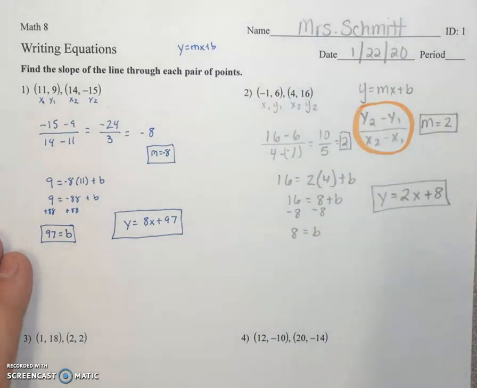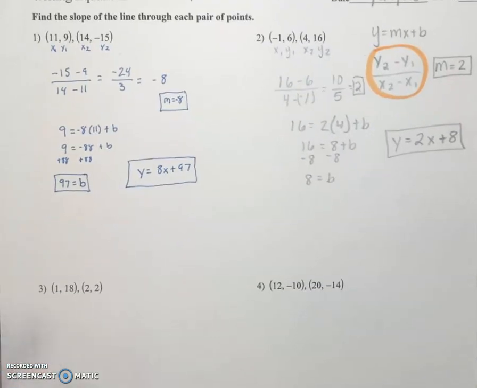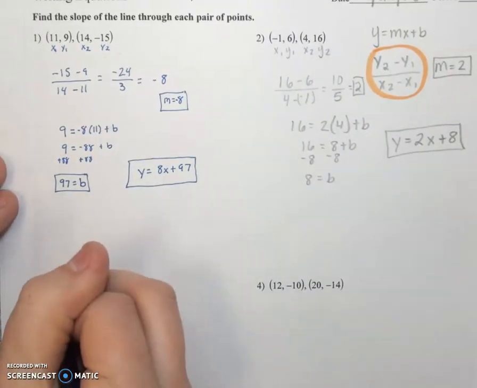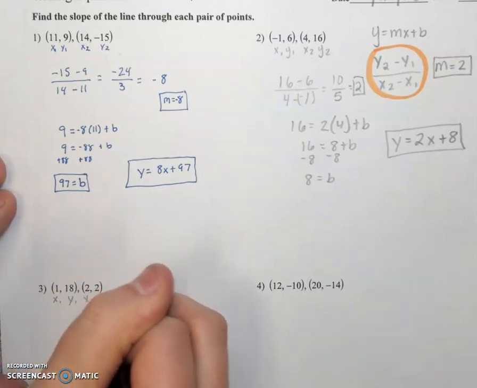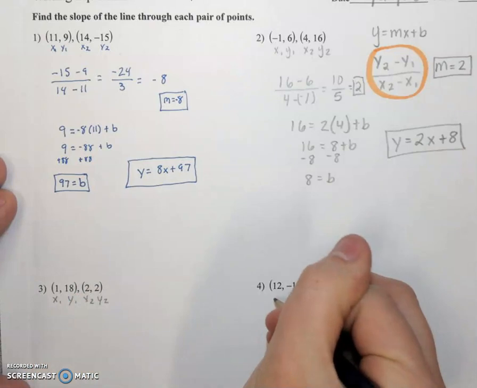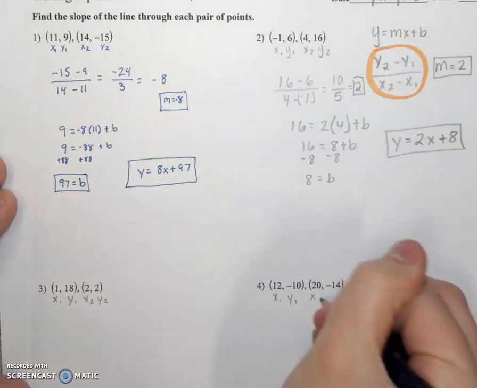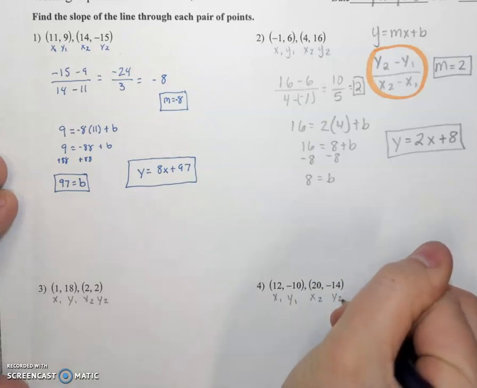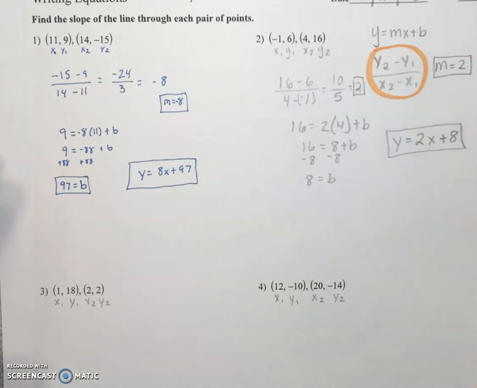So before you do anything, do this with me. Go and look at number 3 and 4, which we have not done, and label your points. Here I have x1, y1, x2, y2, x1, y1, x2, y2. And that's just going to help us plug it into this formula so we get the proper slope.